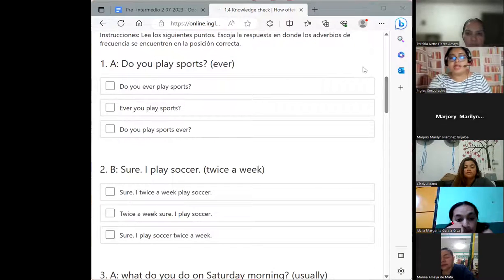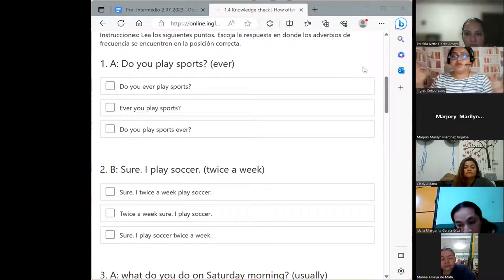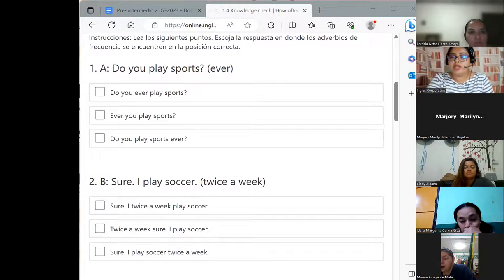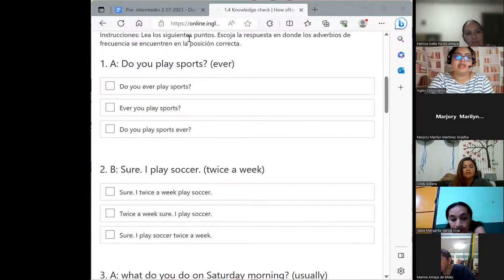Then we are going to see the other statements, and you are going to help me with the answer. So we have 2 minutes to see and to read the information. 8:29, we are going to give the answer at 8:31. 8:31, damos nuestra respuesta. So let's read the statement.